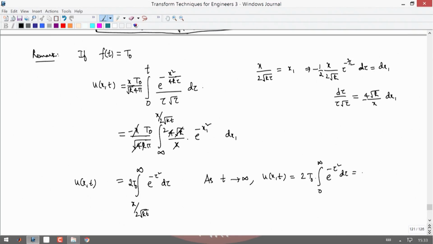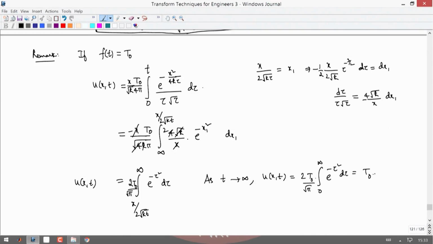This is actually root pi, there is a root pi which I missed, so divide by root pi. So, root pi is not cancelled. So, you have this by root pi. So, this quantity is root pi by 2. So, this root pi by 2 and 2 by root pi cancel.